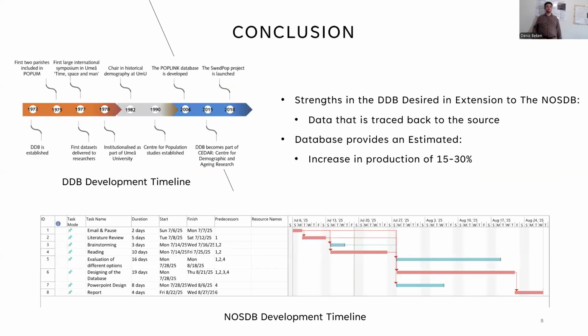So in conclusion, we have the DDB development timeline and the NOSDB development timeline. As you can see, it took them 50 years to develop the DDB. And so in order for us to have our own database with a website and all those fancy and advanced things, we need to have more time. But we do have a database set up, and we want to extend some of the strengths of the DDB to the NOSDB. For example, data that's traced back to the source, research-oriented data processing, and coherent, consistent data.